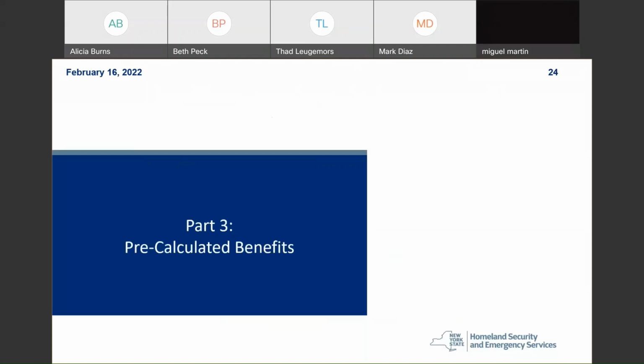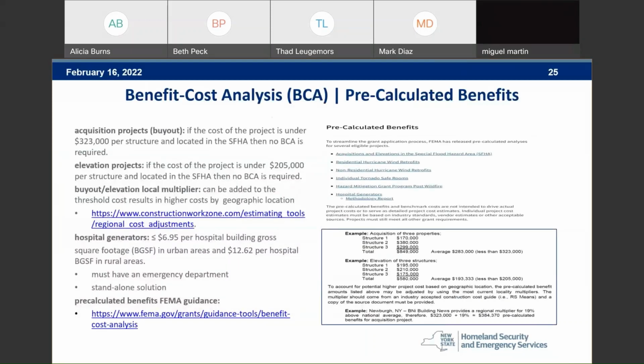Two more slides. One more. Thank you. So, pre-calculated benefits. The pre-calculated benefits are here to assist with streamlining the grant application process. Those projects that have pre-calculated benefits are what you see here: those acquisitions, those buyouts, your elevation, as well as hospital generators. There is a link here that shows you the pre-calculated benefits within the FEMA guidance.